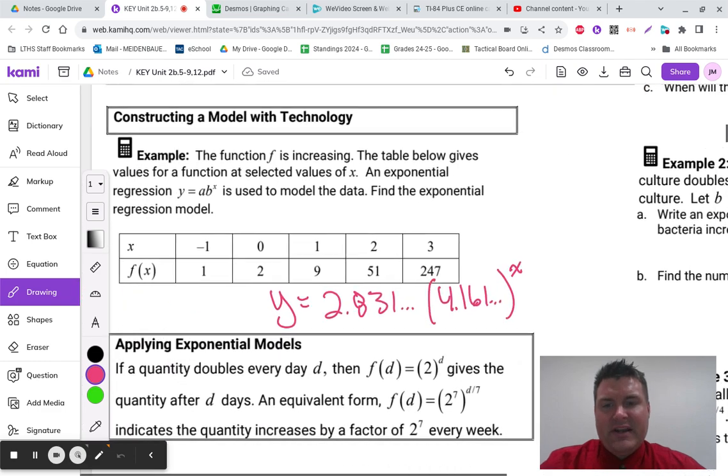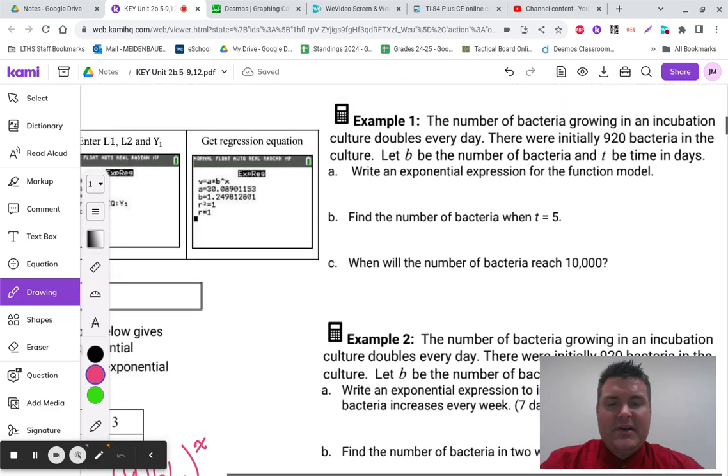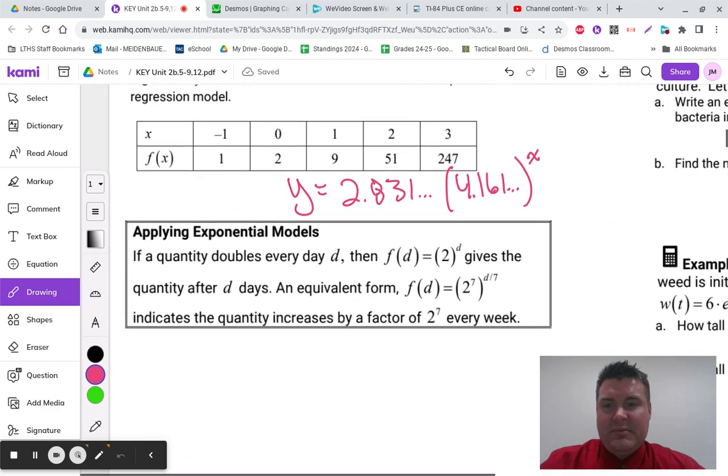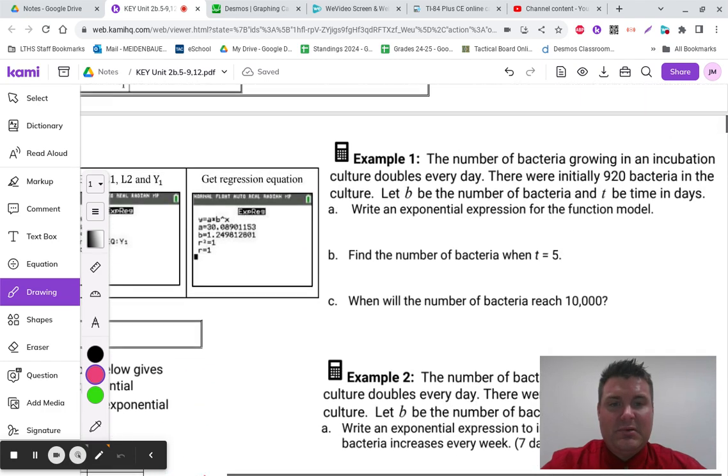All right, so now we got 3 examples here, which will involve a calculator. It won't be table related like that one right there, but they'll involve the calculator. A couple little things to help note for applying exponential models is right here. If we're told that a quantity doubles, then we'll use this one right here. F of d equals 2 to the d. So d is how many days it doubles. If it indicates that it doubles every week, it'd be 2 to the power of d over 7. That's going to be useful in the next 2 problems here.